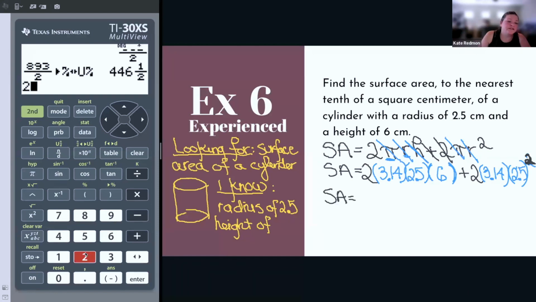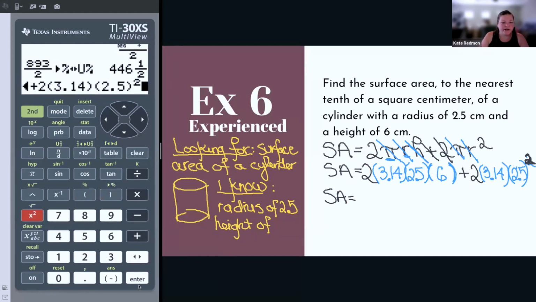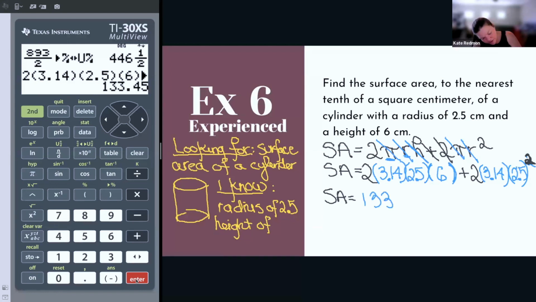Hit up your calculator. 2 times 3.14 times 2.5 times 6 plus 2 times 3.14, close parentheses, open parentheses, 2.5, close parentheses, before I square it, enter. 133.45, my simplified solution. Alrighty, what's my unit? Area. What did I measure area in on flat shapes? Squares. Surface area on 3D shapes, we're still covering the outside. It's still a flat measurement, even though it's a 3D shape. And so it's still measured in squares. So square centimeters in this case.